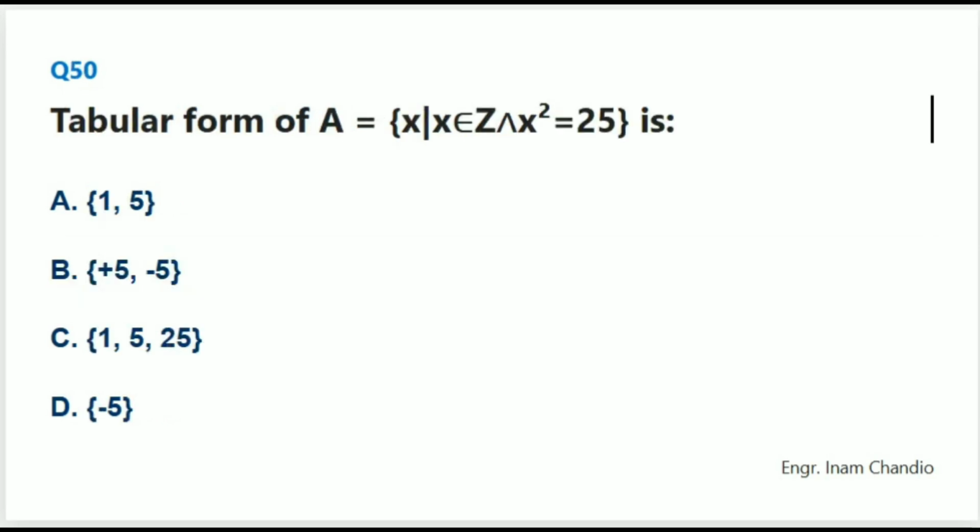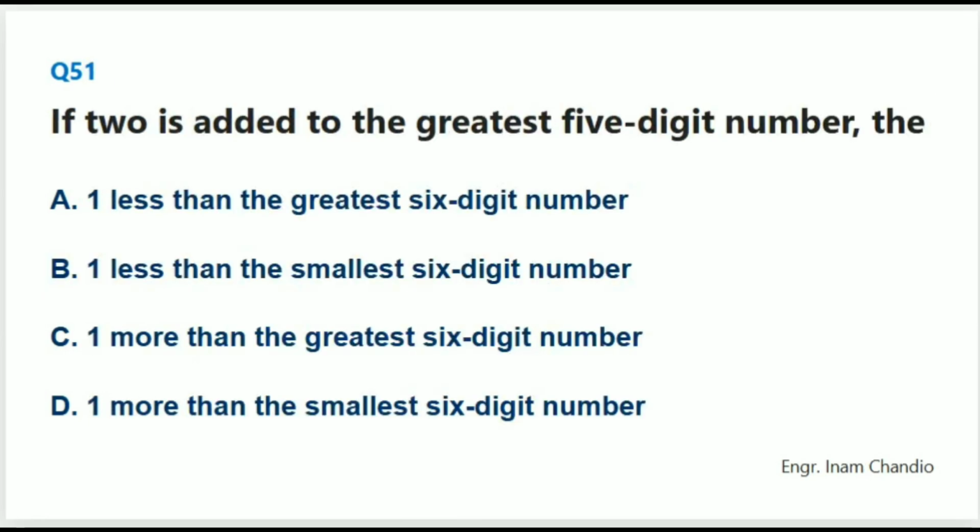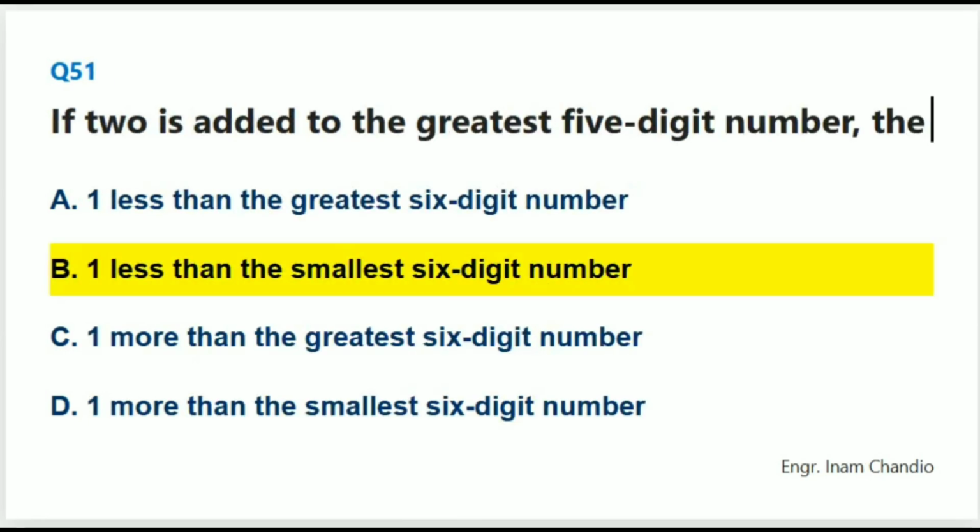Tabular form of A equals XX set membership symbol ZX superscript 2 equals 25 is. The correct answer is B. plus 5, minus 5. If 2 is added to the greatest 5-digit number, the number will be. The correct answer is B. 1 less than the smallest 6-digit number.